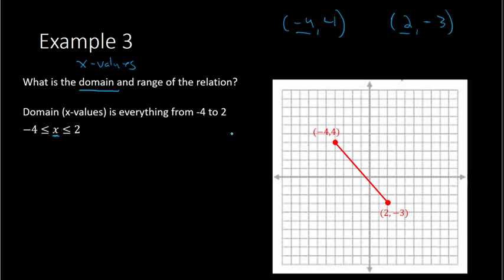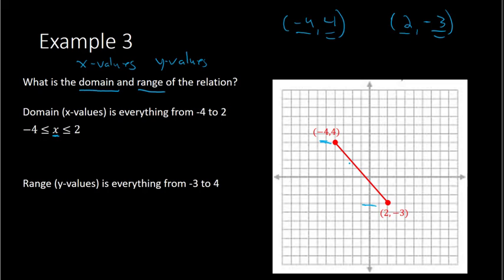Alright, let's do range. Range are your y values. So looking at y, we have 4 and negative 3 as your y values. That is how high up and down it's going. Right, it's going from negative 3 up to 4. So y is literally anything between negative 3 and 4. That is how high it goes. It starts here at -3 goes all the way up here to 4. So the range, the change in the y values, would be anywhere between -3 and 4.